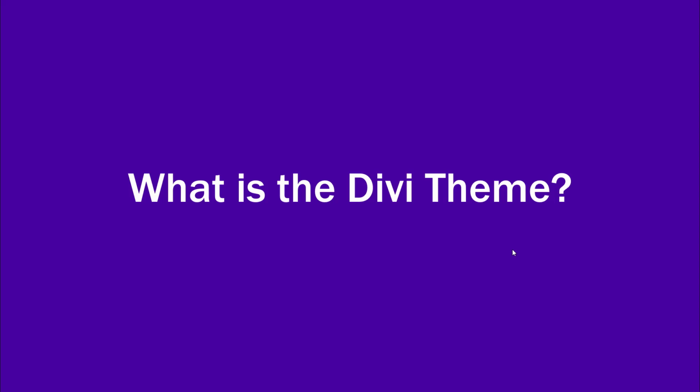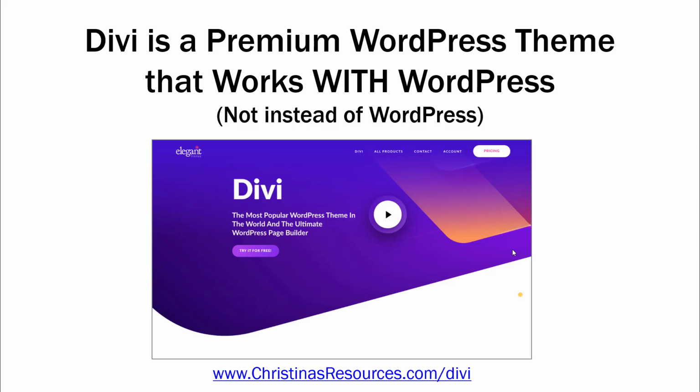But what we're talking about today is the Divi theme. So what is the Divi theme? Divi is a premium WordPress theme that works with WordPress, not instead of WordPress. Some people think it replaces WordPress. No, it is the design of your site. And premium means it's paid. There's no free version of Divi. It's paid only. I'm going to be discussing the payment options and how to pick what's right for you.